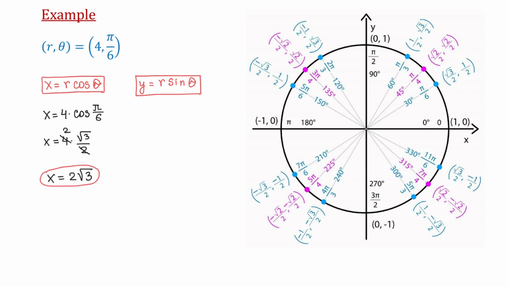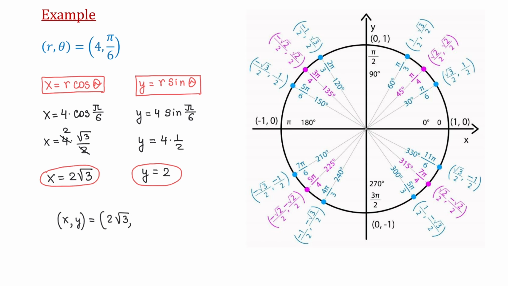And now to find the y-coordinate, we will write y equals 4 sine of pi over 6. Then from the unit circle, sine of pi over 6 is 1/2. Then y equals 4 times 1/2, and y equals 2. So now we can write that the rectangular coordinates x and y are 2 square root of 3 and 2.